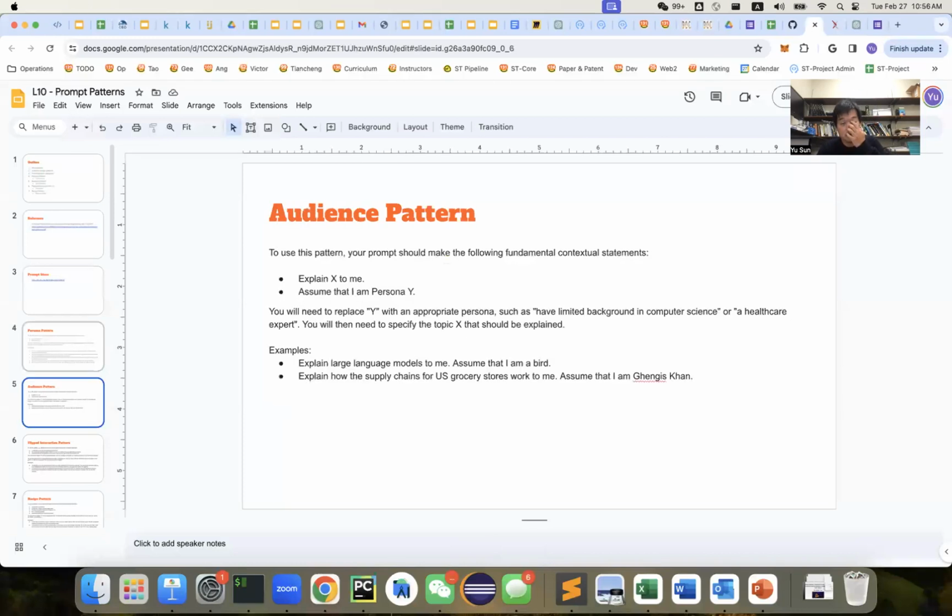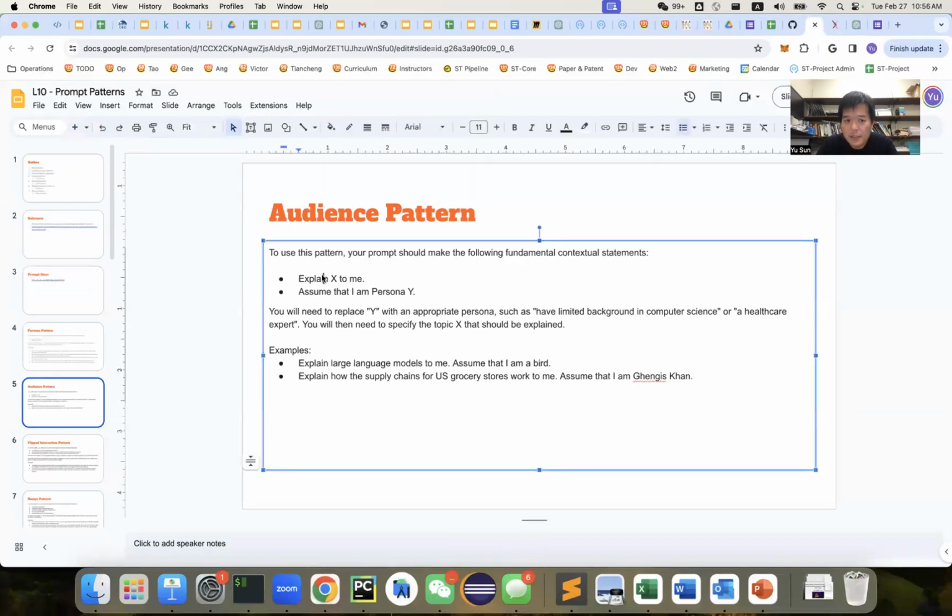So next pattern, which I also showed in the early days. This is also extremely simple, but I actually find this one really useful. Explain to me, assume I am a persona. Okay, I am a college student. I am a 5 years old boy, something like this. So this one is really easy to use, but super effective.